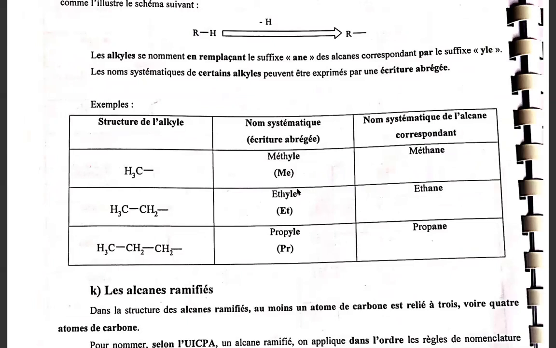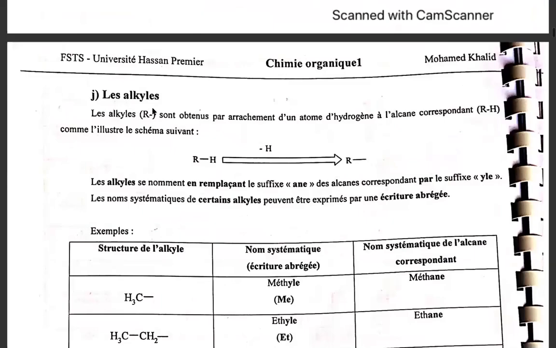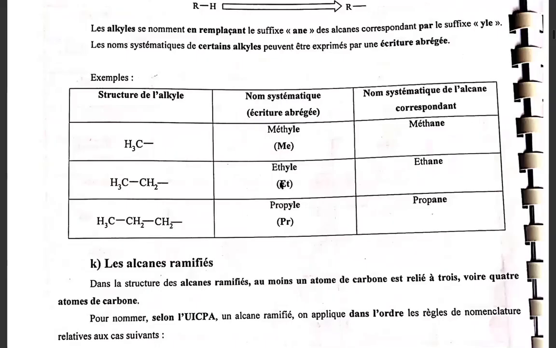Now, when we lessen the number of hydrogen atoms, we change the suffix from "ane", which signifies an alkane, to "yle", to show that it's an alkyl. So it becomes ethyl. If you want, you can write it in this way. This is an écriture semi-développée.